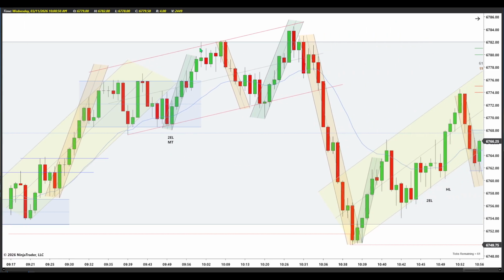Break of the green up channel, test the high, starts moving sideways, comes back down. First entry long, pull back, second entry long. This red up channel I didn't really trust yet, because would it actually be something like right here? One touch, two touch, three touch.